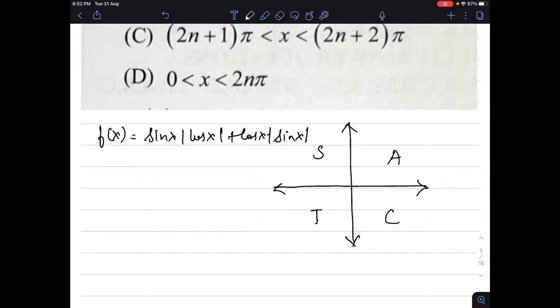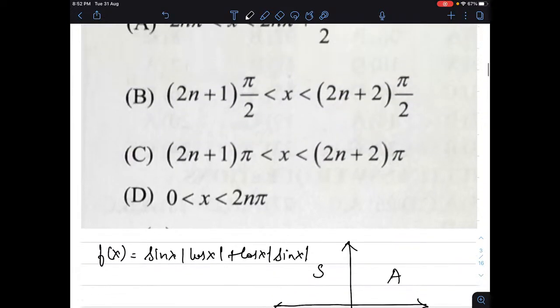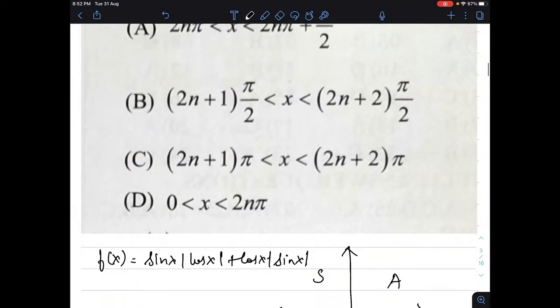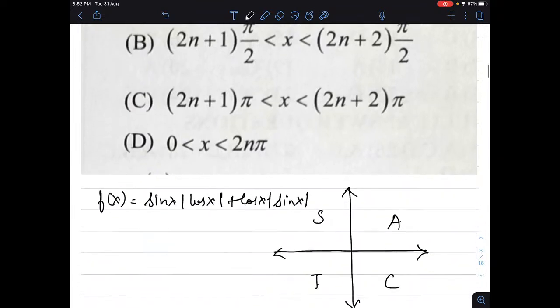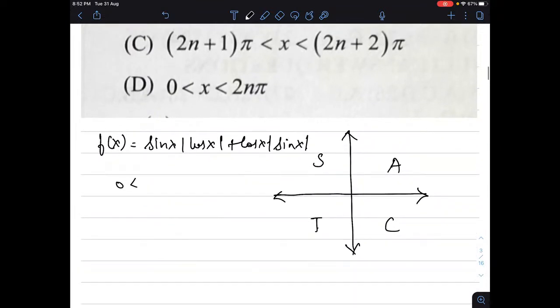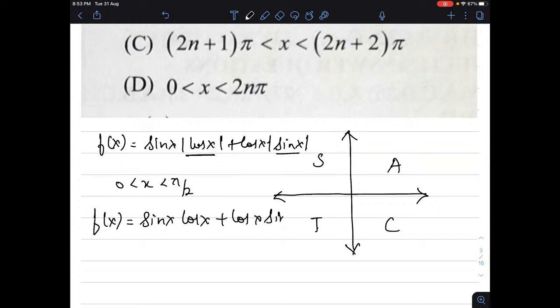Now the most important thing: in each and every quadrant we will talk about, we will write not the principal but the general solutions of the equation. First and foremost we talk about the principal solution. So if 0 is less than or equal to x, less than pi, since all are positive, the mod of a positive number will be opened with the plus sign. So f of x will become sin x multiplied by cos x plus cos x multiplied by sin x, that will be 2 sin x multiplied by cos x. So that is not 0. So it is not at all a right answer.